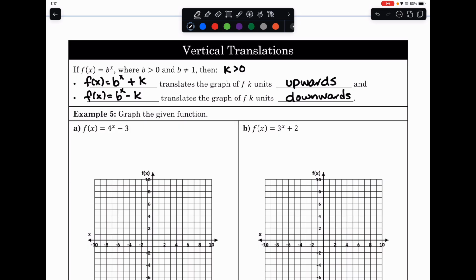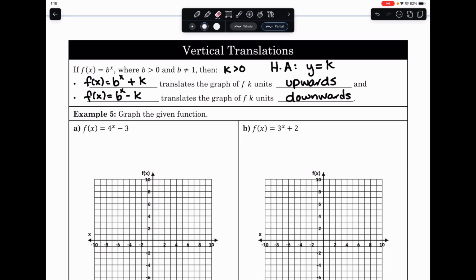Now, another reason that I left this at the very end, like I mentioned earlier, is because it also affects the horizontal asymptote. With these vertical shifts, the horizontal asymptote is going to move from y is equal to 0 to whatever the k value is. So if I'm adding that k value, it's going to be a positive direction. But if I'm subtracting it, that means that the k value is a negative value, so it's going to move it in a negative direction.